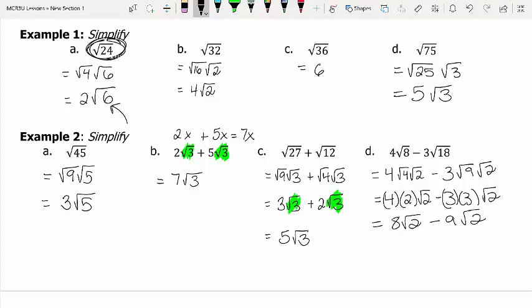Now we have like terms. They both have a root 2. So let's go ahead and subtract these terms. So just remember, when you're adding or subtracting radicals, you can only do so if they have like terms. If not, try and break down the radicals into factors where one of the factors is a perfect square.